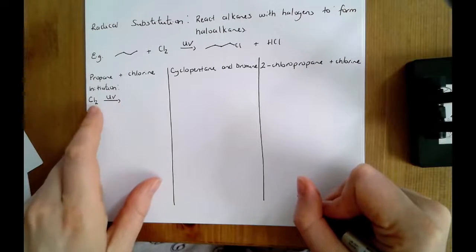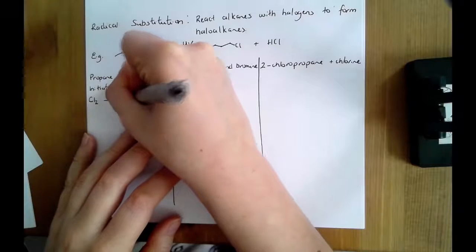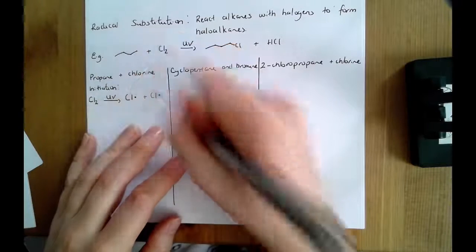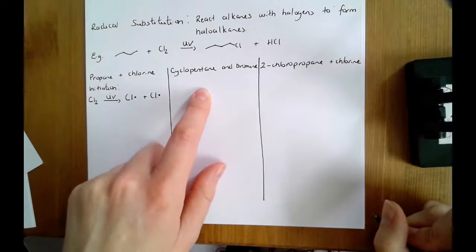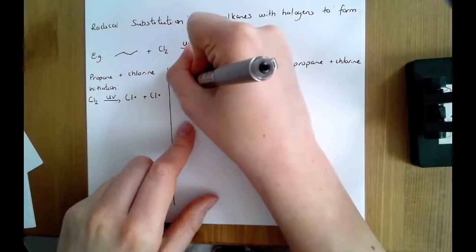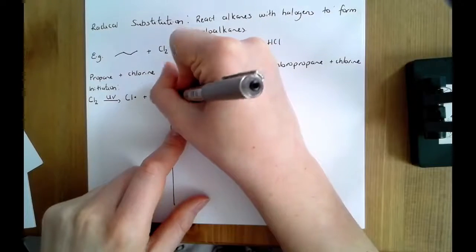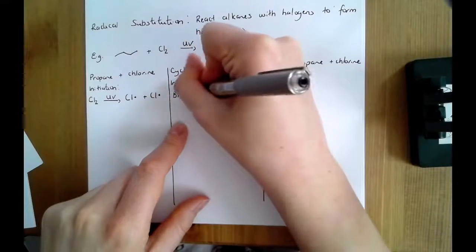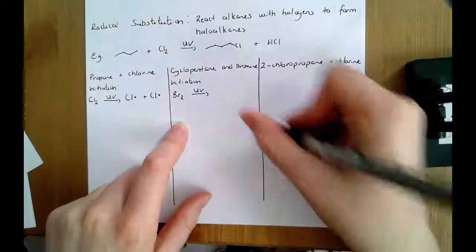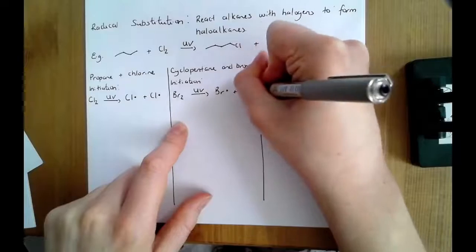And the UV light will cause the chlorine to break apart and form two chlorine radicals. So Cl dot plus Cl dot. If I do the initiation step for the next reaction, it's going to be the same. This time my halogen is bromine, so I've got my Br2. Your halogens are always diatomic. I treat with UV light and I break it up into two bromine radicals.